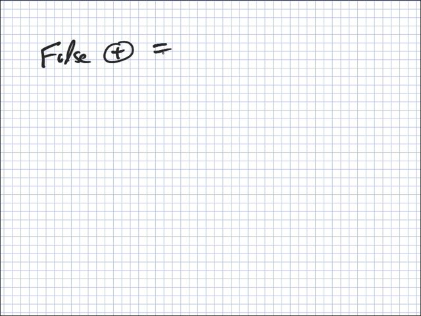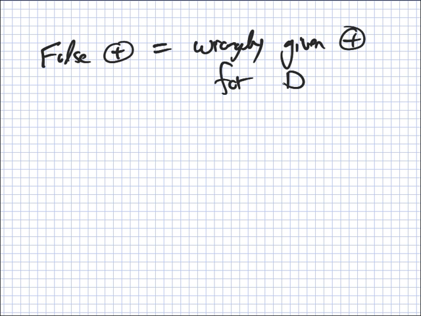Like someone doesn't have the disease, but the test says they do. Okay, let's go with Mo. Someone that doesn't have the disease, but the test said that they did. Okay, yeah, fine. So this is wrongly given a positive for the disease, when in fact you don't have the disease.